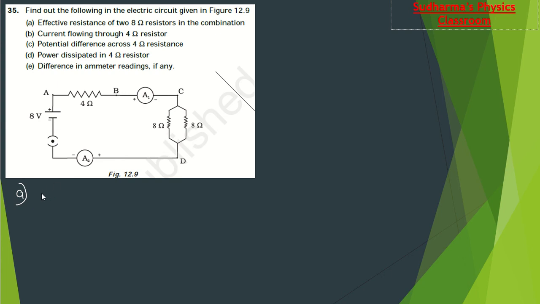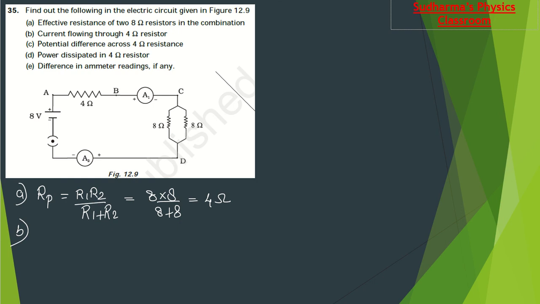The 2 8-ohm resistors are connected in parallel. So, Rp equals R1 R2 divided by R1 plus R2. So that's equal to 8 into 8 by 8 plus 8, right? 64 divided by 16. You will get it as 4 ohms. Otherwise, you can directly do R by n, 8 by 2. That formula also we can use.